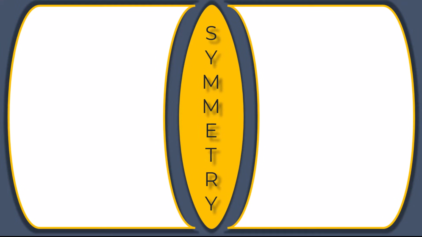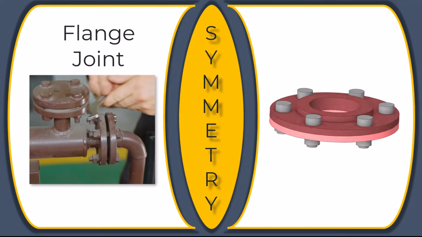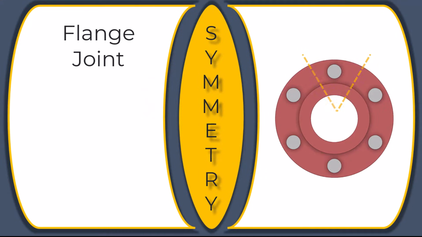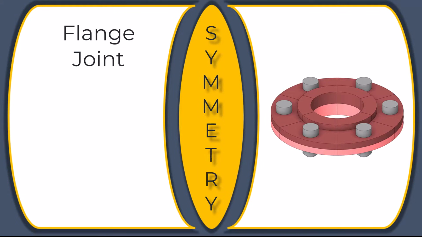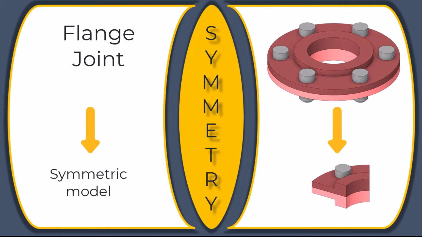For this walkthrough session, let's consider a model of a flange joint. A flange joint consists of two flanges connected with the nuts and bolts. If we take 1/6 sector of the model and copy it around the central axis, we can generate the complete model. So this flange joint model can be considered as a symmetric model.